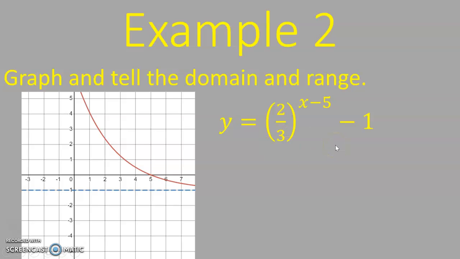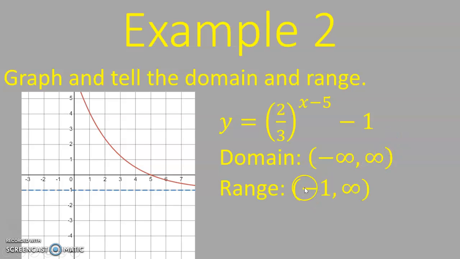Now, with regards to our domain and range, it's still negative infinity to positive infinity. It still goes left forever. It still goes right forever. That's not going to be affected by that 5 shift. So 5 does not show up here. It just simply moves the graph, but it still goes forever both directions. And the range, again, is -1. That's how low it goes, to positive infinity. That's how high it goes. It's never going to cross that -1 or even touch it, hence the parenthesis.